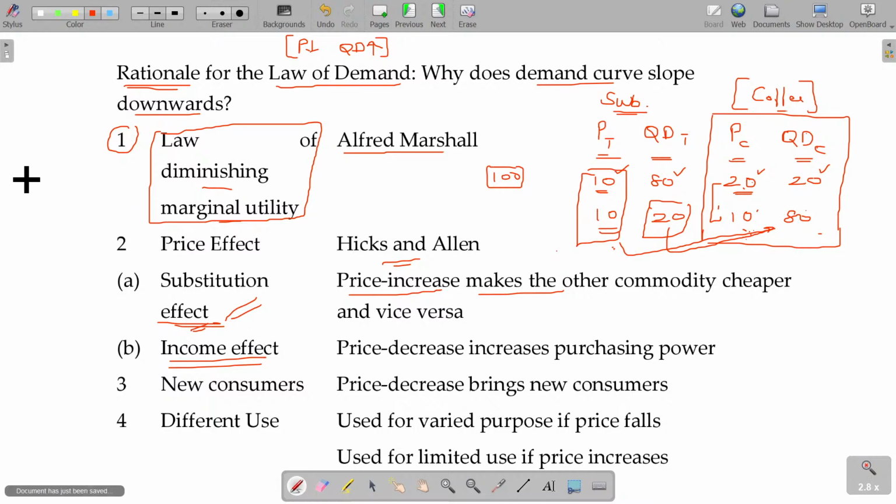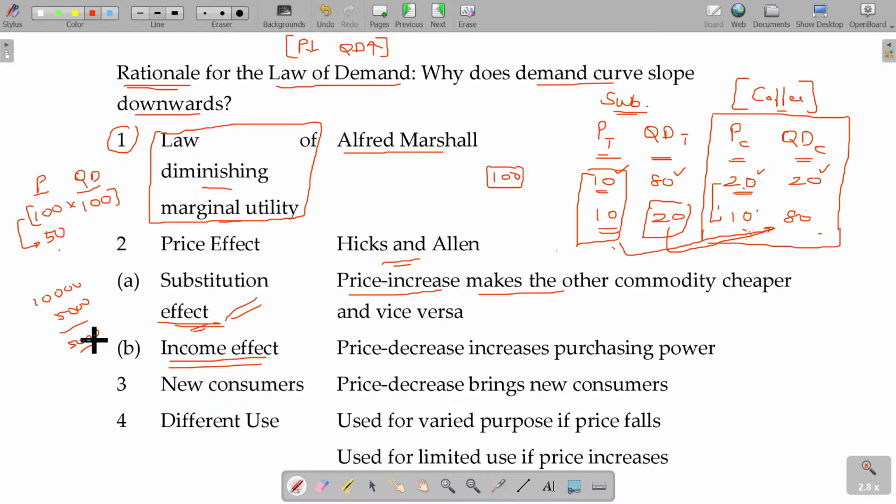What is called the income effect? Suppose the price of the commodity is 100, quantity demanded is 100. Now the price reduces from 100 to 50. What happens then? Earlier, how much did you need in your pocket? 100 units at 100 per unit means you need 10,000 rupees. Now the price decreases to 50, so only 5,000 rupees is required. The surplus is considered income you save.